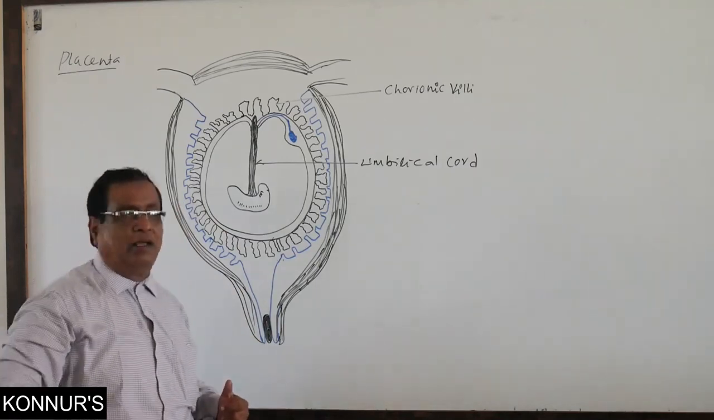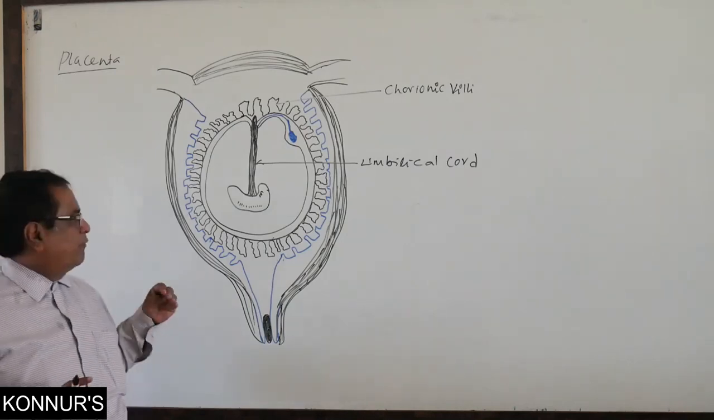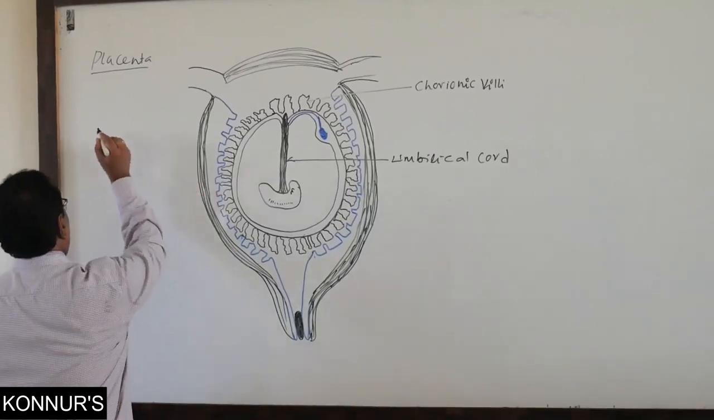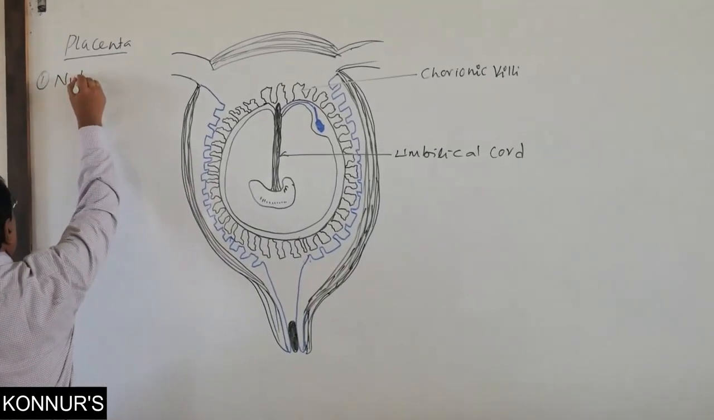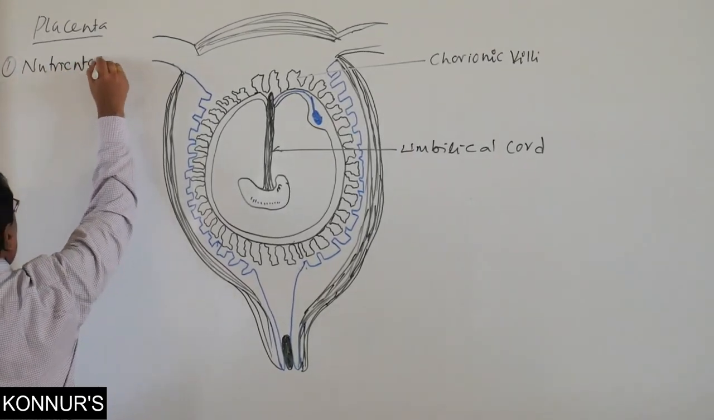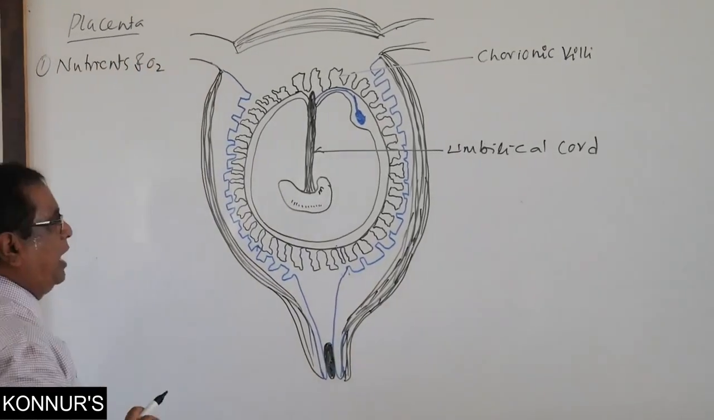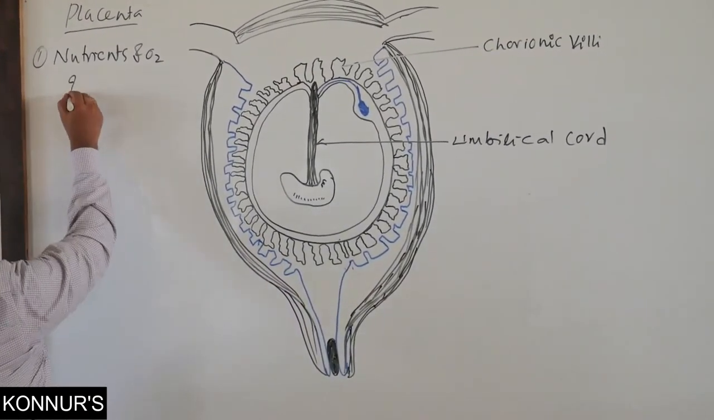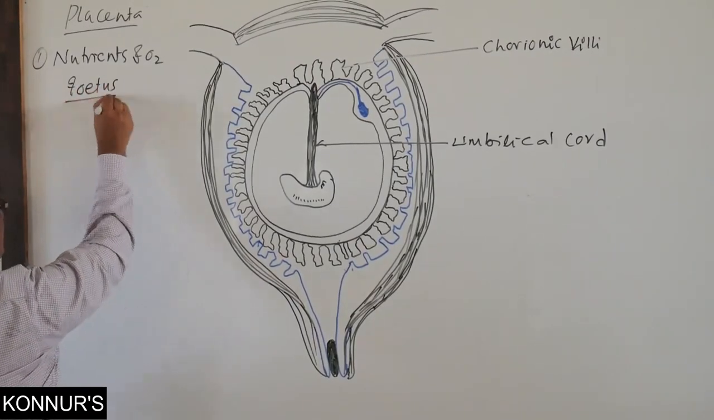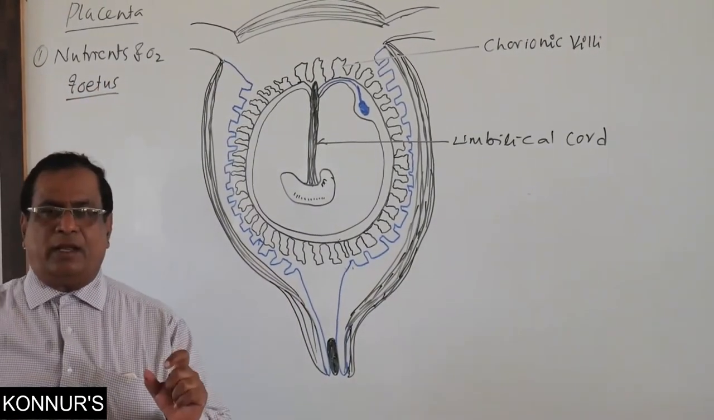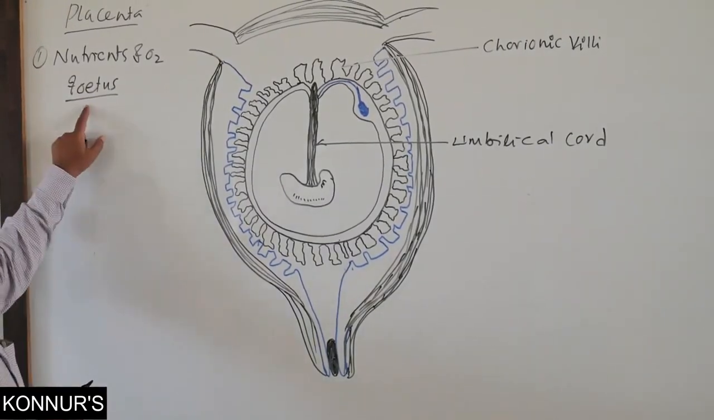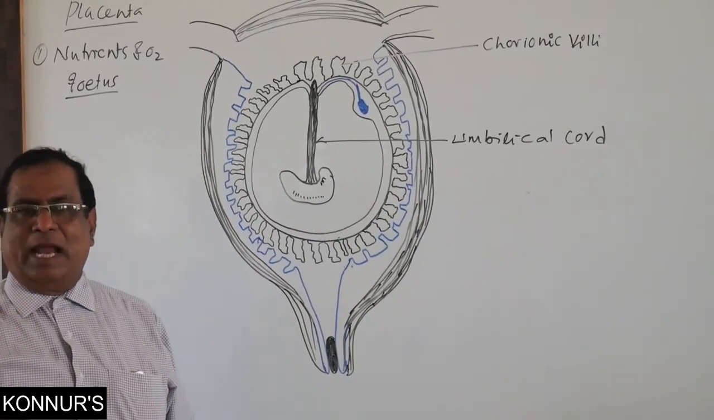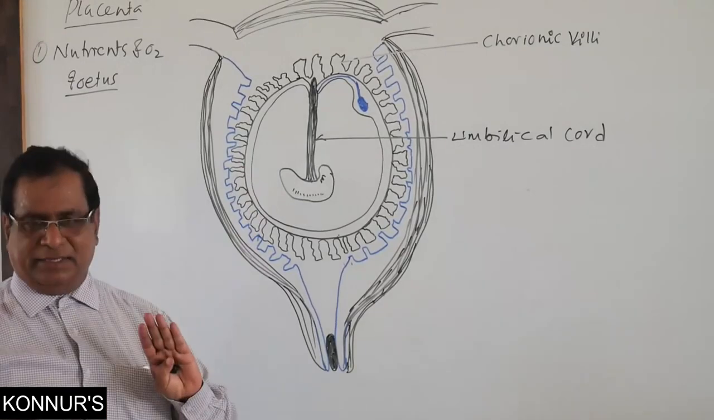This placenta helps in many ways for the developing embryo. Through this placenta only, nutrients and oxygen are supplied to the fetus. A growing human embryo is named a fetus. This fetus gets nutrients and oxygen supply through the placenta.